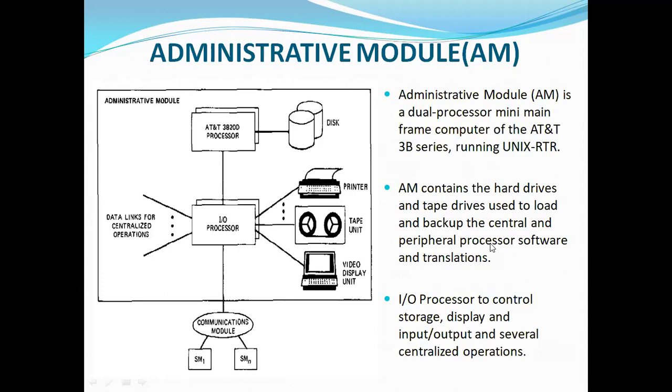Now, what is said here is central and peripheral processor software and translations. It stores software, as I said earlier, because any 5ESS switching system has millions and millions of lines of software, so it needs to be upgraded.